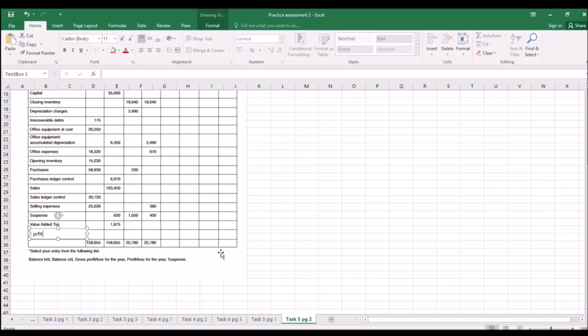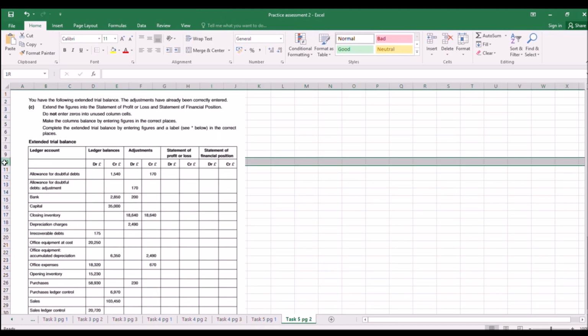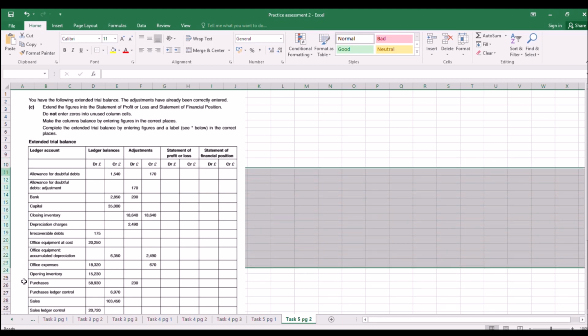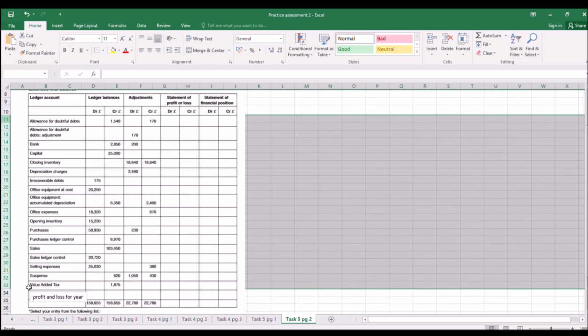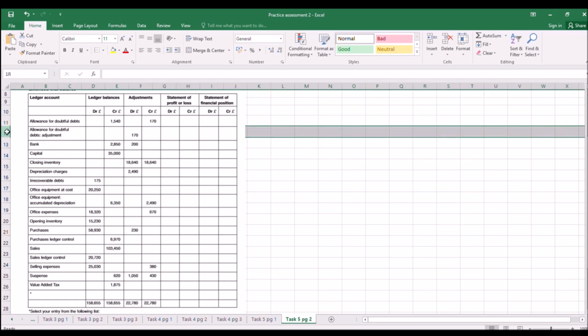Profit and loss for the year. So that's what's going to go into there. What I'm going to do here is line these up, and we'll just put it into the right hand side of this. Just make sure that we get these lining up.